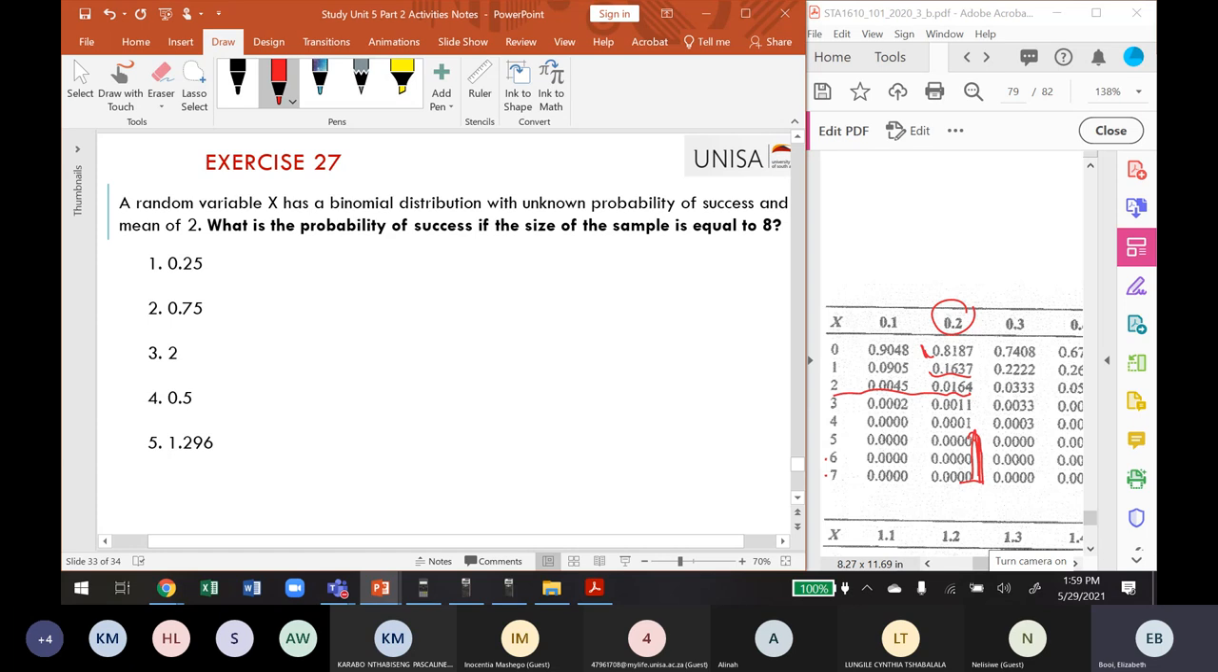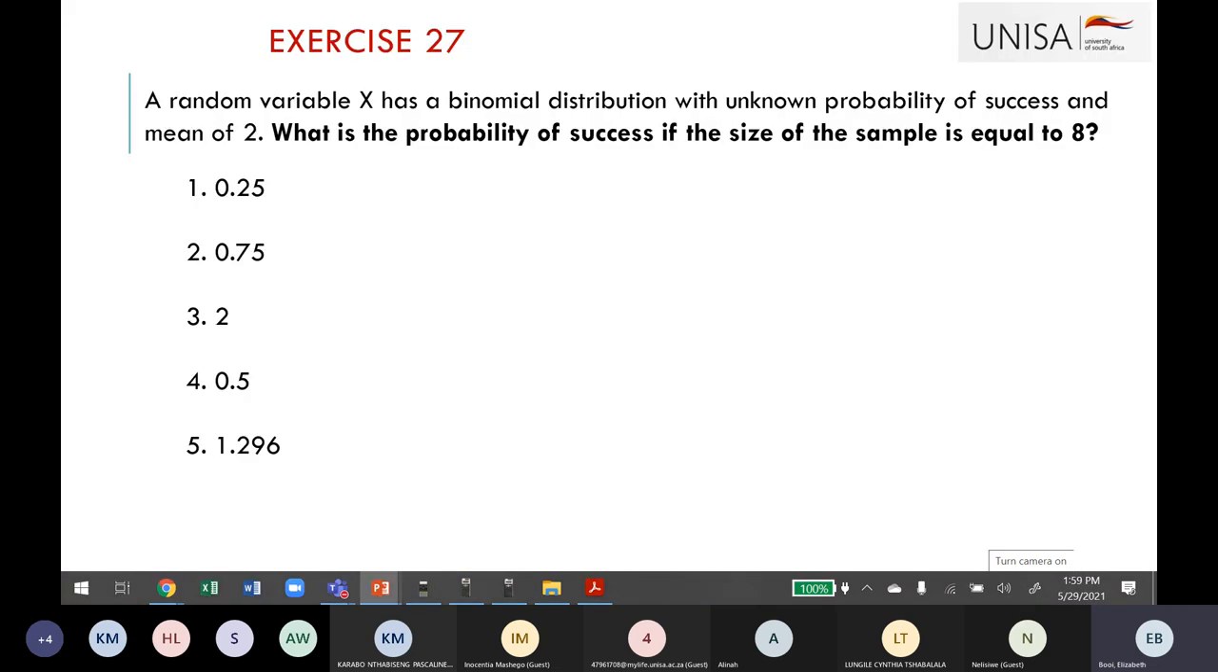I want to do 27 with this 1 minute that is left. I can just close everything and make it the presentation. 27 says, a random variable X has a binomial distribution with unknown probability of success and a mean of 2. So they didn't give you the probability of success, which is your pi, but they give you the mean. We know the mean is the expected value, and we calculate the expected value as n times pi. They give us the sample size of 8, so we know what our n is. Our mean is 2 and our n is 8.